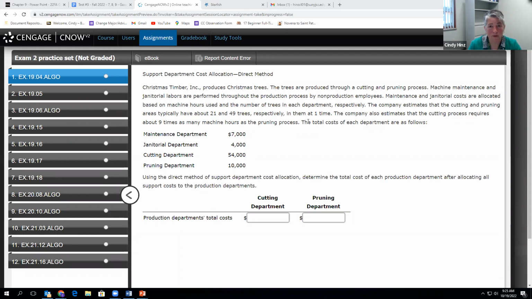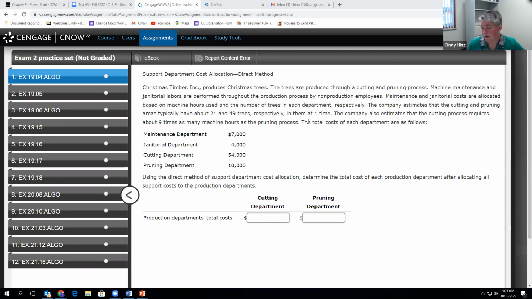I want to remind you, if you're looking for this practice set in Cengage CNow, you have to switch off the default, which is assignments I can take now, but this is not one of those because it's not graded. So to find this, you need to go to either the link that says assignments I can practice now or all assignments. And you'll see there the Exam 2 practice set.